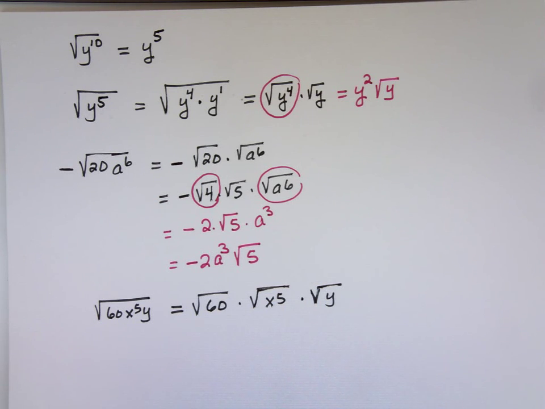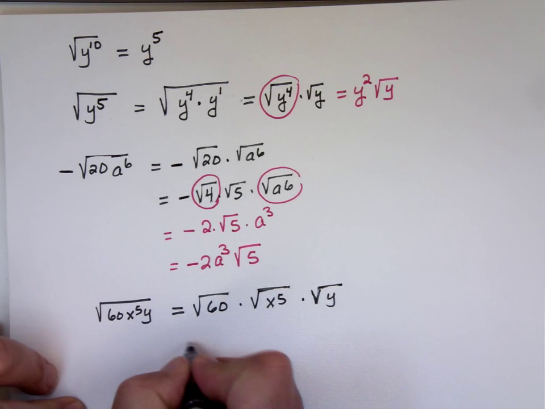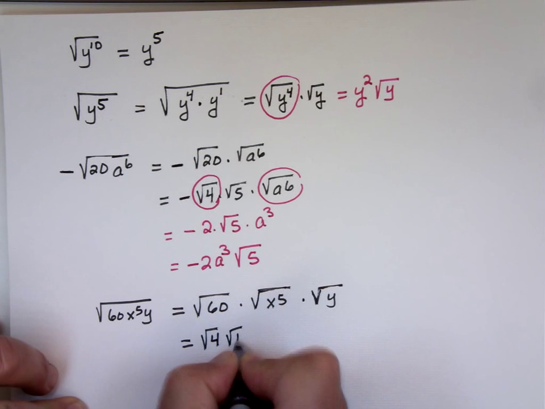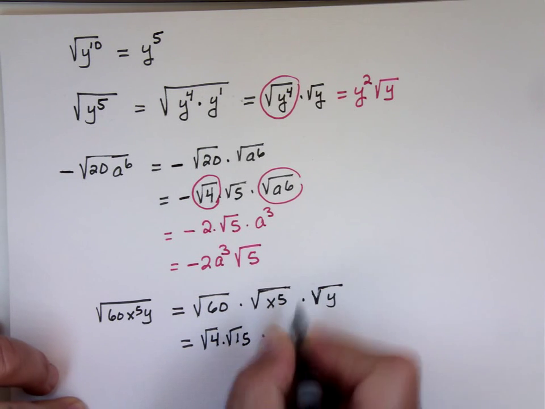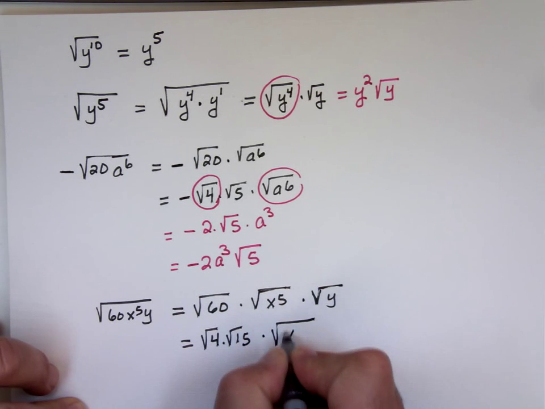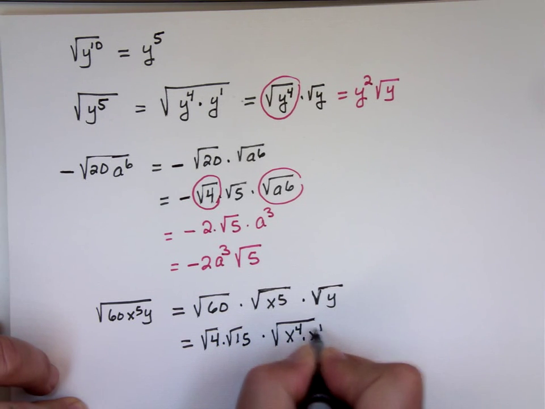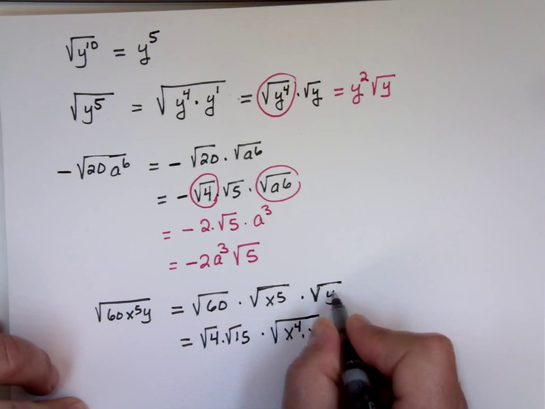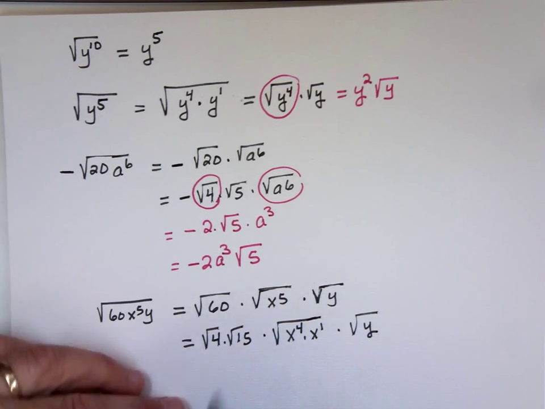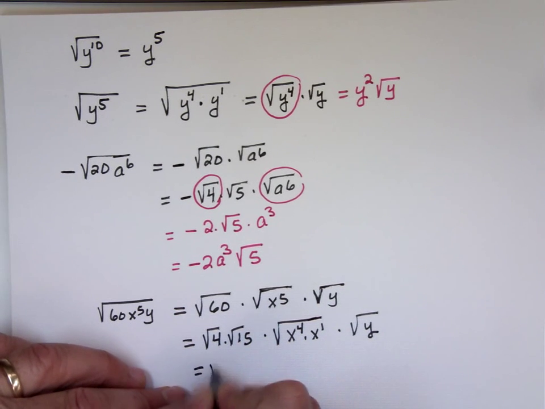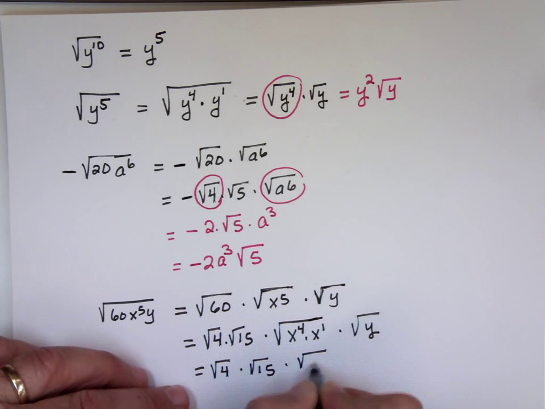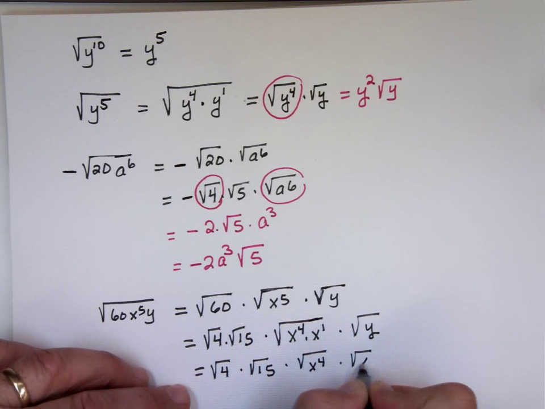$60, I don't know the answer to it, but I can break it down to 4 times 15. X to the 5th, can you divide the 5 by 2? No, you can't. You got to break it down, x to the 4th times x to the 1. And that's y to the 1, leave it alone. So this is the square root of 4, the square root of 15, the square root of x to the 4th, the square root of x, the square root of y.